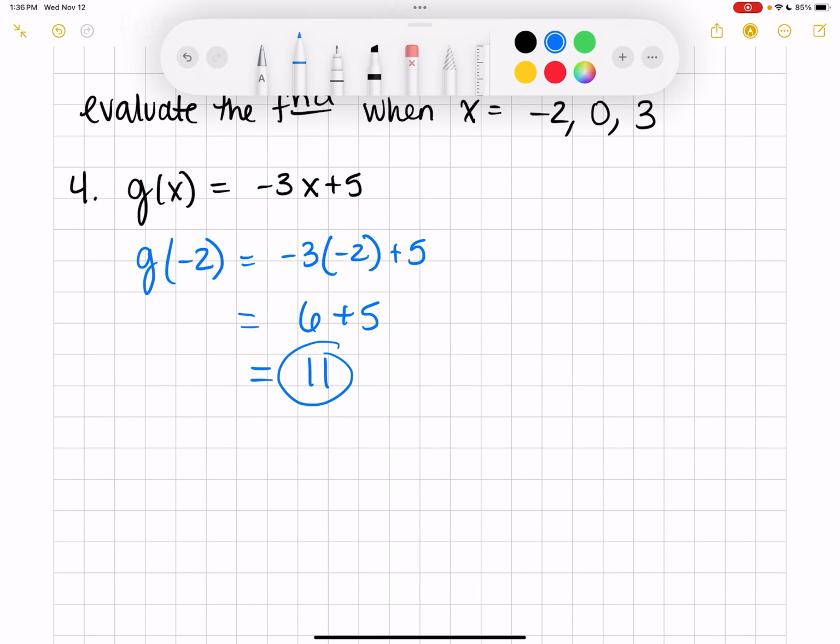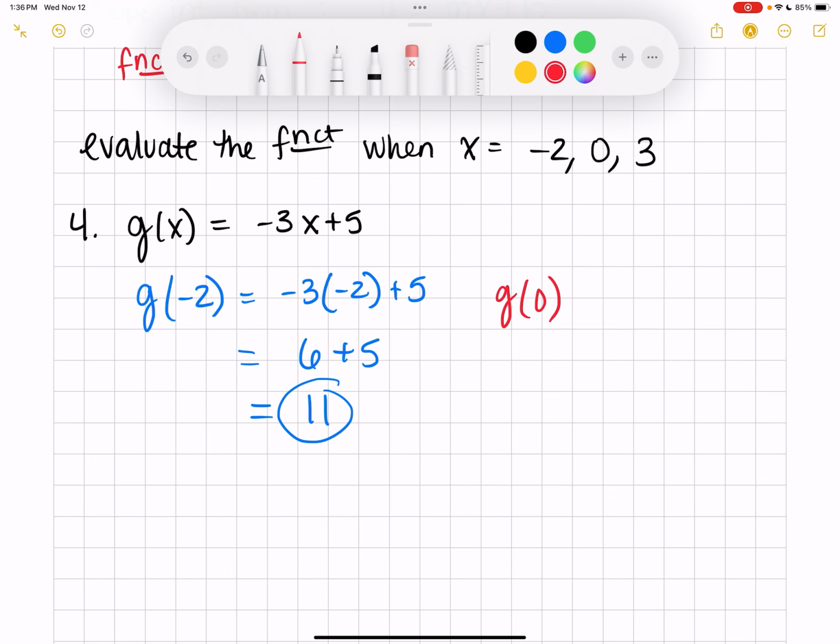We're going to also do it for 0. I'm going to do it over here just for space. So when I plug in 0, it's g of 0. I plug in a 0 anywhere I see an x in this equation. So I have -3 times 0 plus 5. Don't do anything over here on the left. We're only doing stuff on the right. -3 times 0 is 0 plus 5 is 5. So when x is 0, the function is equal to 5.